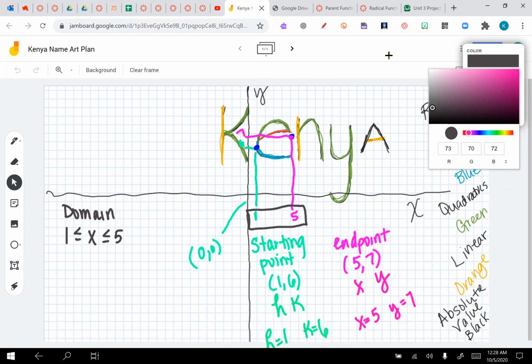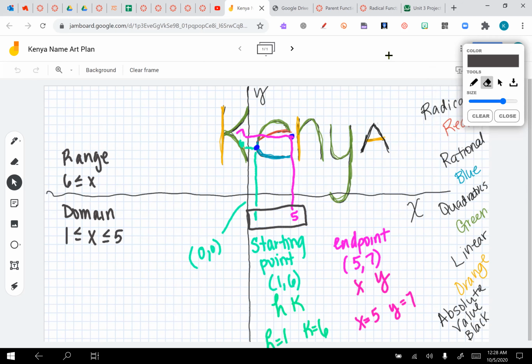Now, let's look at the y coordinates, right? It's also restricted that way as well. So my range, my lowest number for a range is 6, right? And then that goes to 7. And in this case, instead of writing x, we're going to write y. So there goes my restricted domain and range.